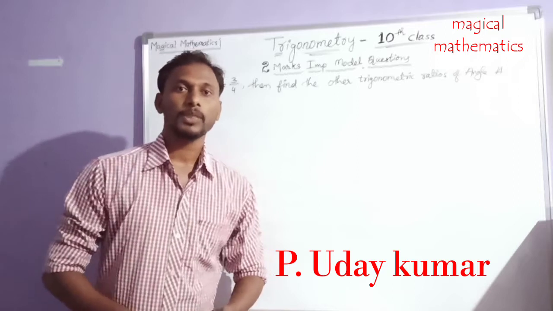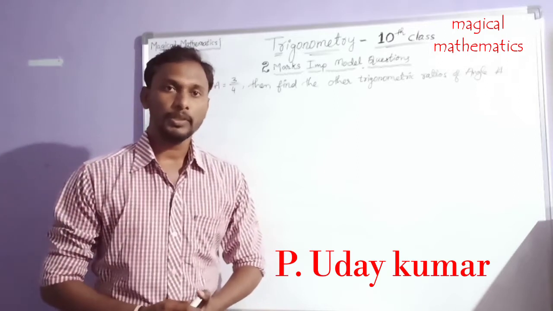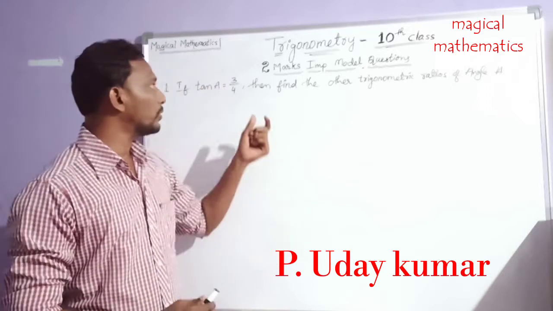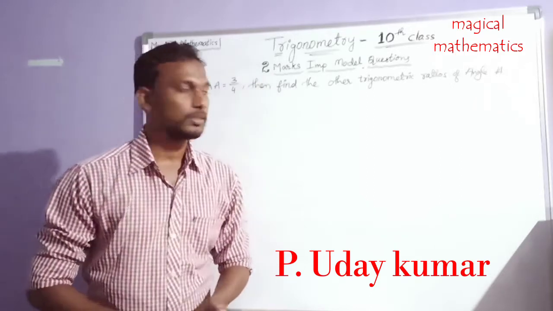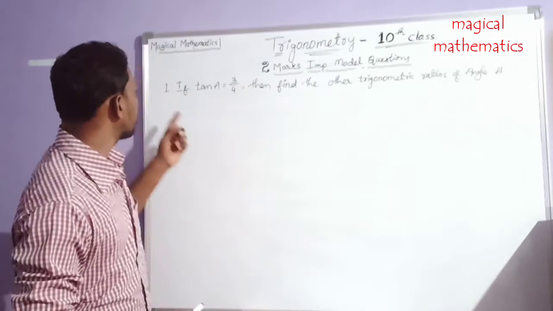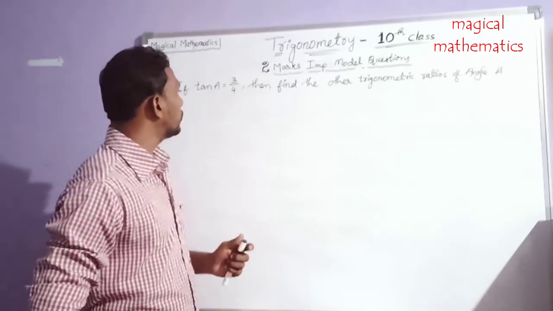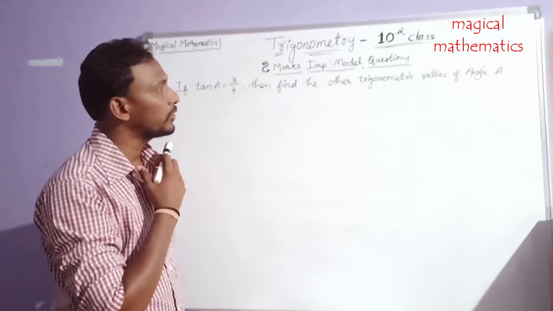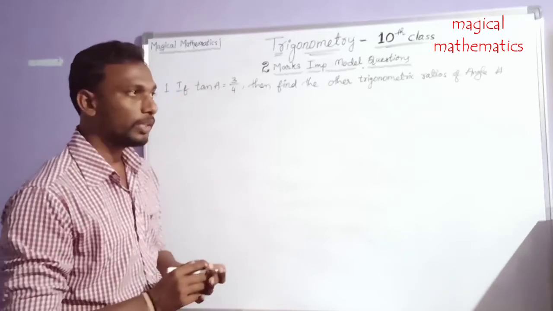Hi everyone. So we have discussed some important questions from the trigonometry for 10th class. Now let us observe some more questions for 2 marks. Right, first question. If tan A is equal to 3 by 4, then find the other trigonometric ratios of the angle A.